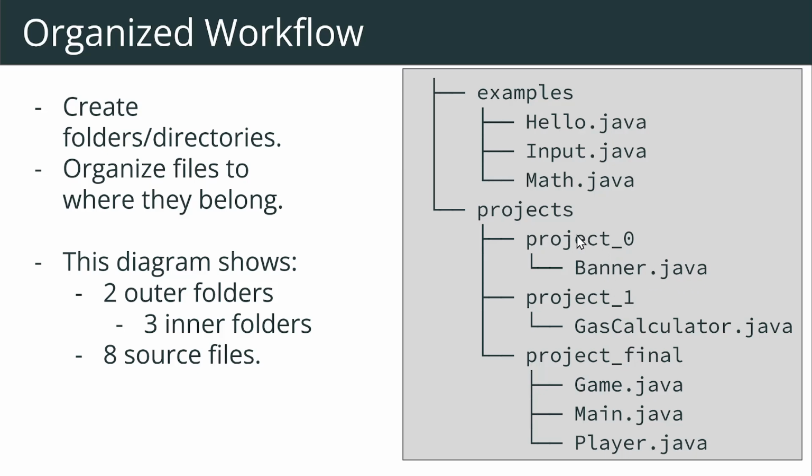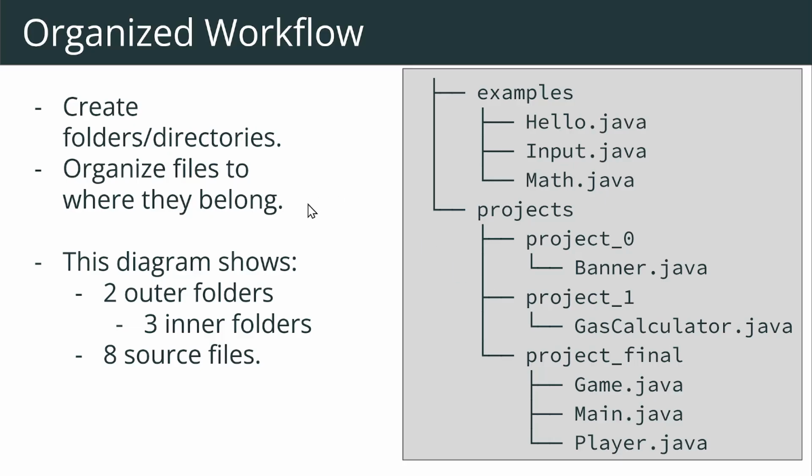Project 0 is a folder that contains 1 file. Project 1 is another one that contains another file. And then this is kind of looking ahead. The final project can contain multiple files. So we see multiple source files here.